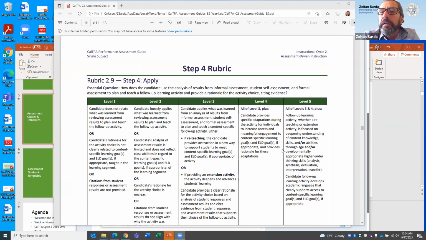And then a key line in this essential question, and to provide a rationale for the activity choice and citing evidence for that rationale. So, you know, I decided to work with a small group of students out of the whole class who needed additional support, and this was the evidence for why they needed additional support, and this is what I did, and then demonstrate that on the video clip.